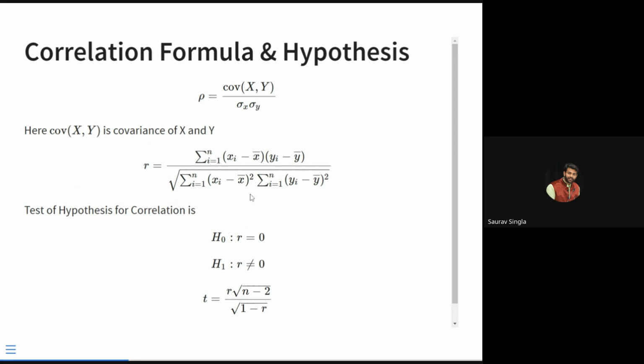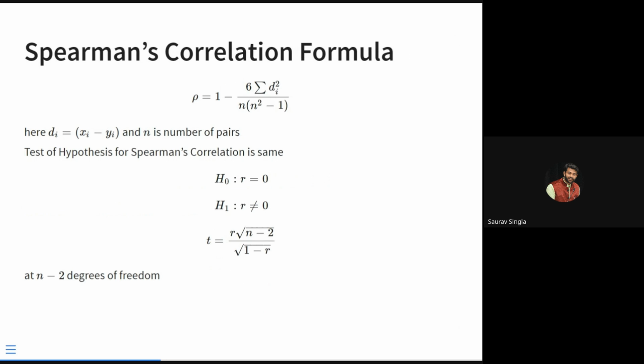This is the way you proceed with simple correlation. This is Pearson's correlation. This formula is for Pearson's correlation. Now, the next is Spearman correlation. What is Spearman correlation?